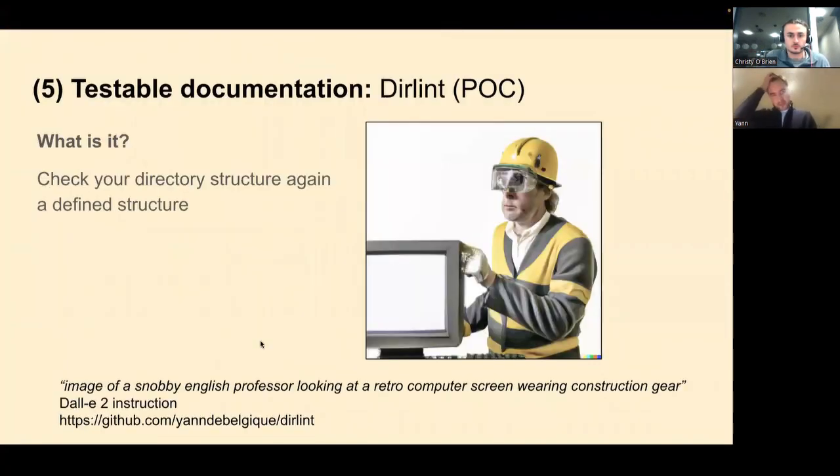The fifth type of testable documentation, or fifth example, sorry, is called directory lint. It's a play on ESLint. This is also a proof of concept. They say that an open source project, when it has a logo, it's real. So I went on DALL-E 2, OpenAI, and asked for an image of a snobby English professor looking at a retro computer screen wearing construction gear, and that's what it gave me.